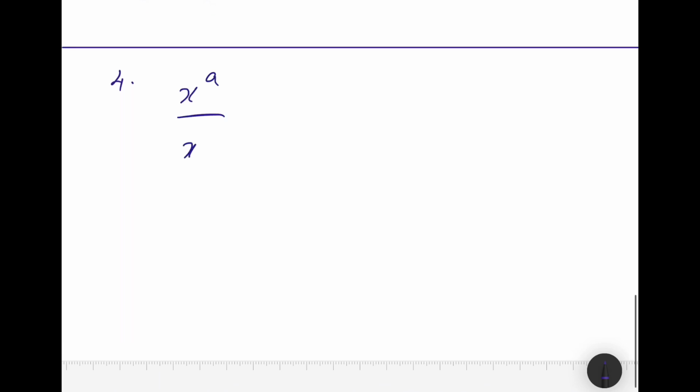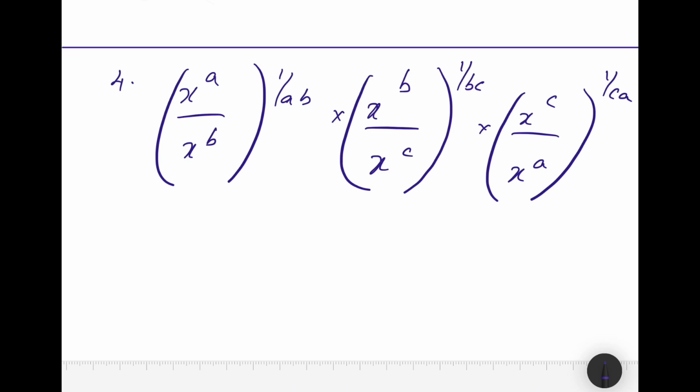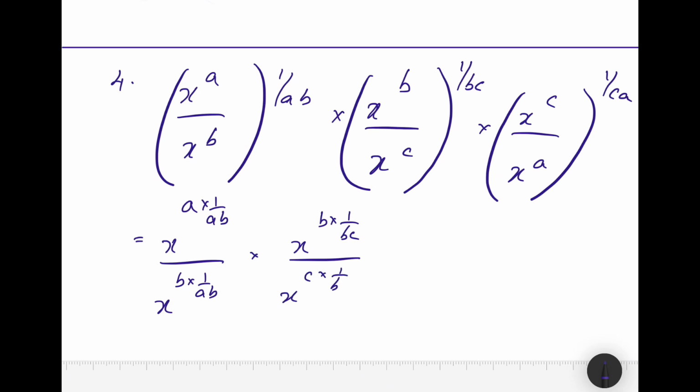X to the power of a by x to the power of b, the whole to the power of 1 by ab, into x to the power of b... We have to simplify this. So, you can either do it like x to the power of a into 1 by ab by x to the power of b into 1 by ab, into x to the power of b into 1 by bc by x to the power of c into 1 by bc.